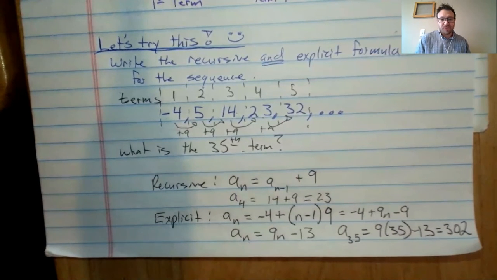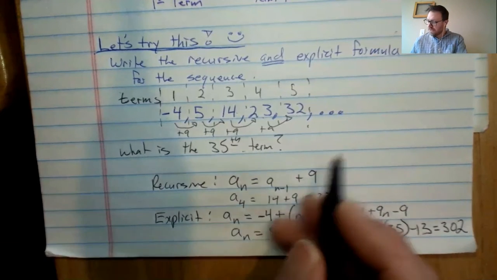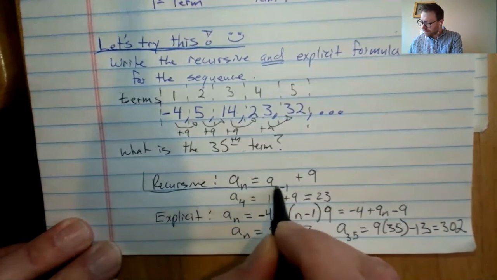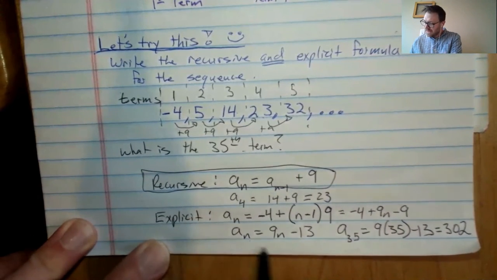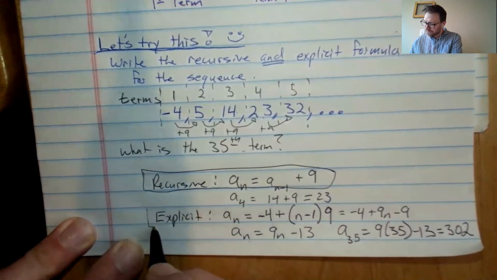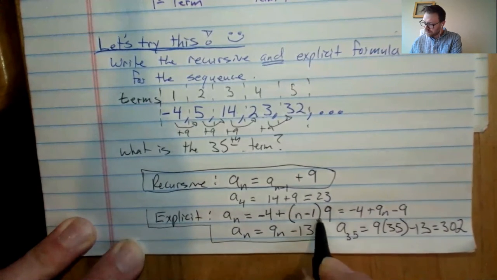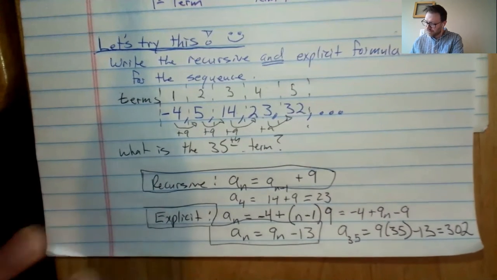I hope you've taken down those notes. I want you to really think about it. If you need to rewind and think through what we did, that works for me. So this right here was the recursive formula, where I went through a sub n minus 1. And then this right here would be the final explicit formula.